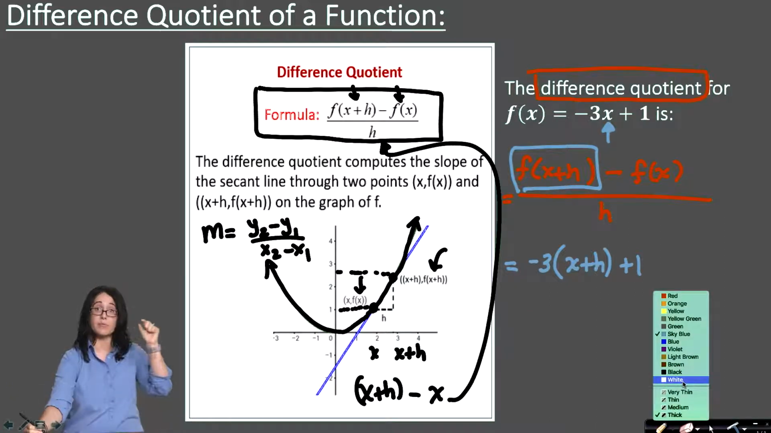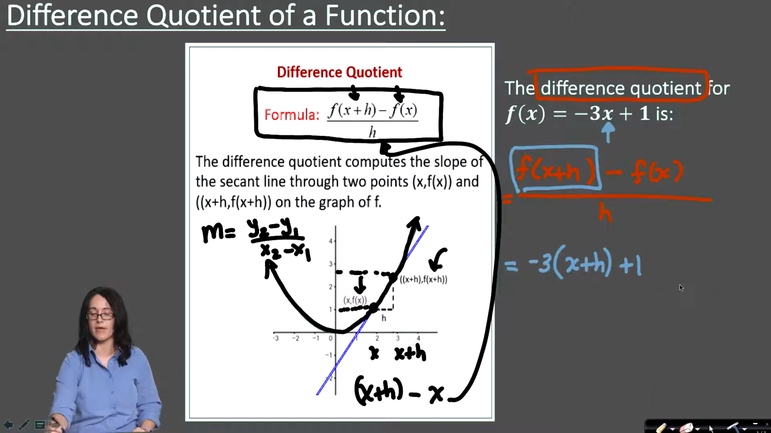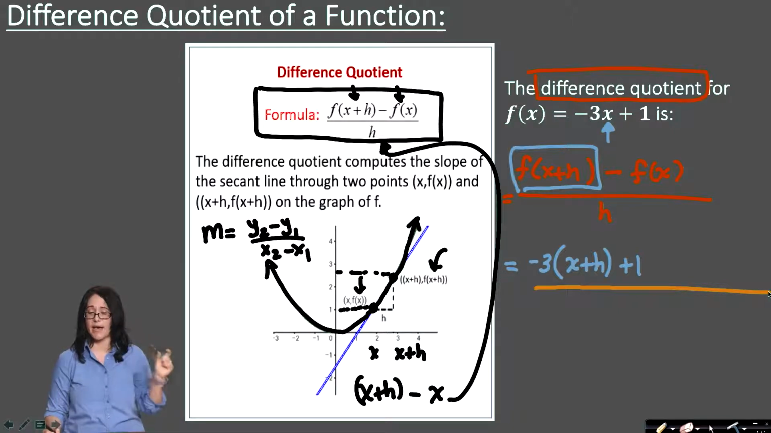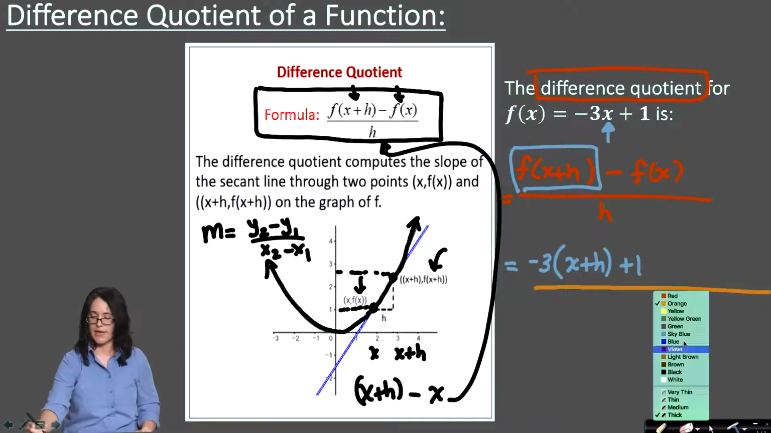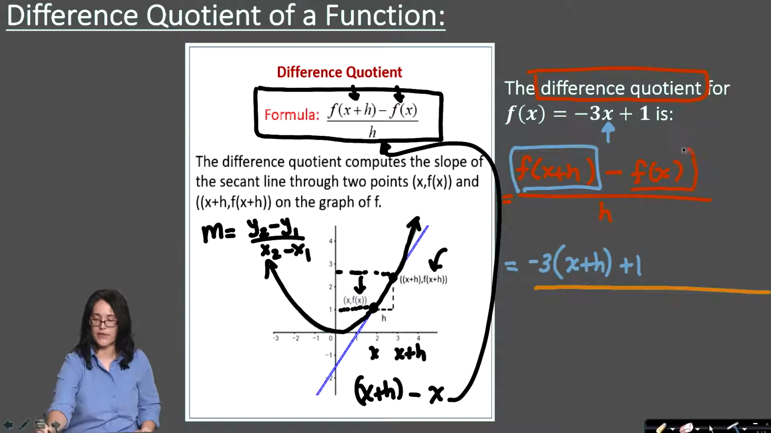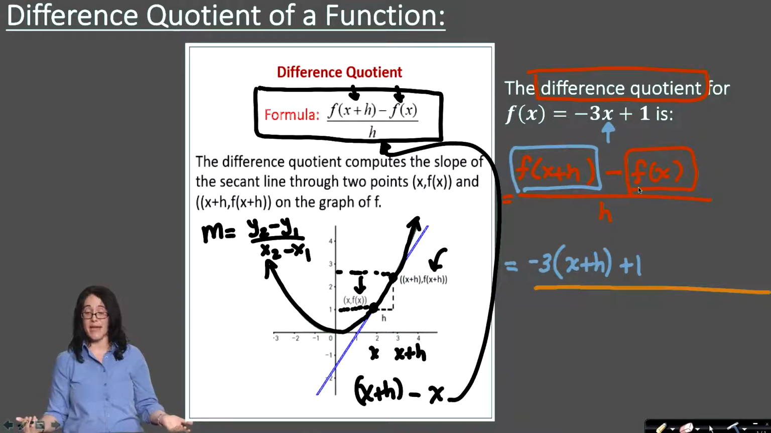Sometimes you'll have multiple places where you see x, so multiple times you'll have to insert that. So be very careful when you're plugging in those values. Next, we're supposed to simply subtract f of x. So let's do that. What is f of x? Well, that's my original output, negative 3x plus 1. Negative 3 times my input, add 1.